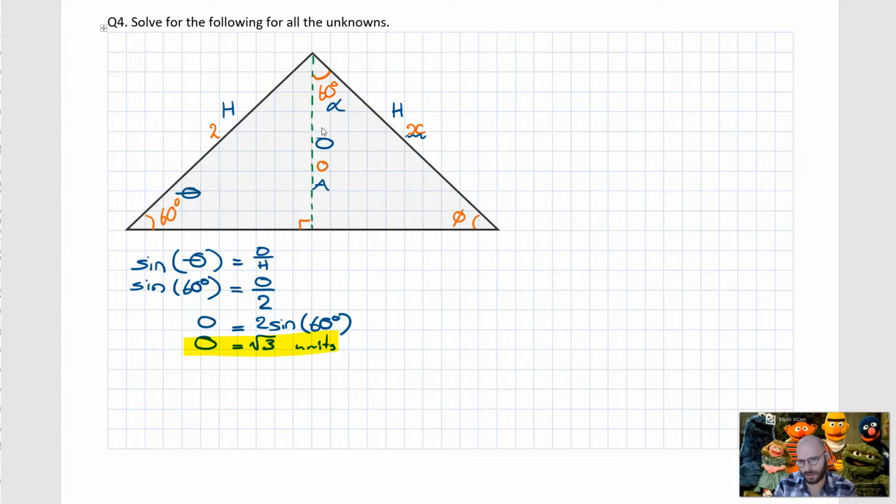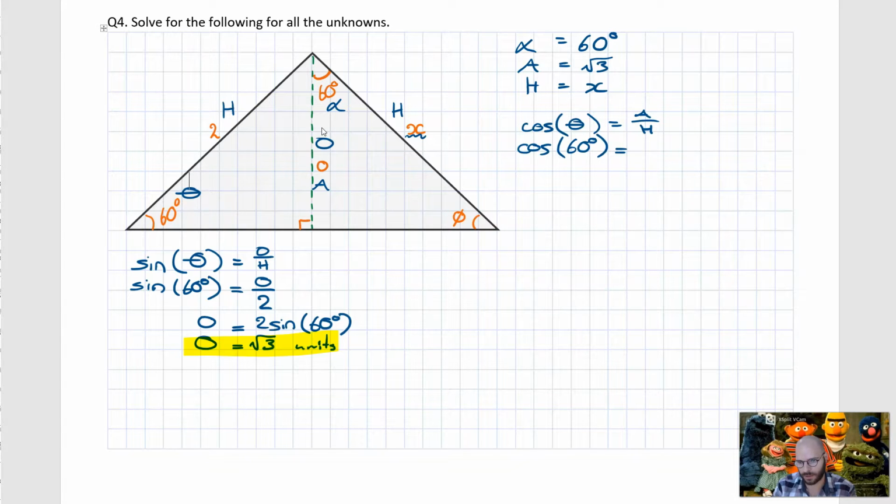So we have alpha equals 60 degrees. We have the adjacent, which is equal to O, which is equal to root 3, and then we've got the hypotenuse, which is equal to X. Now we've got the adjacent and the hypotenuse, so we're going to use the ratio cosine of theta is equal to the adjacent over the hypotenuse. Now, subbing in the values, we get cosine of 60 degrees is equal to root 3 over X.